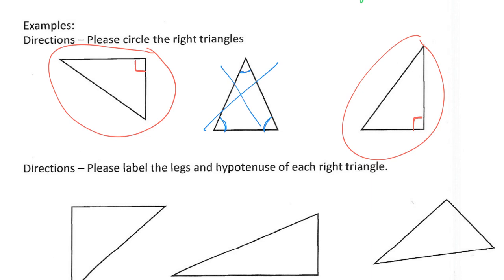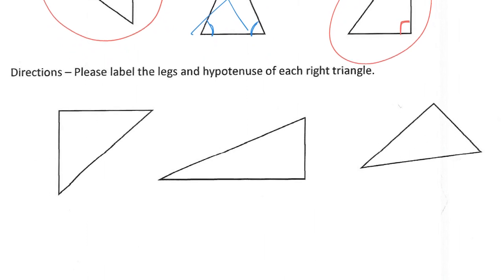Okay, so these are labeled the legs and the hypotenuse of each right triangle. First thing we need to figure out is the right angle is in this corner. And remember, the hypotenuse is right across from that. So that's the hypotenuse, which means that these two are your legs.